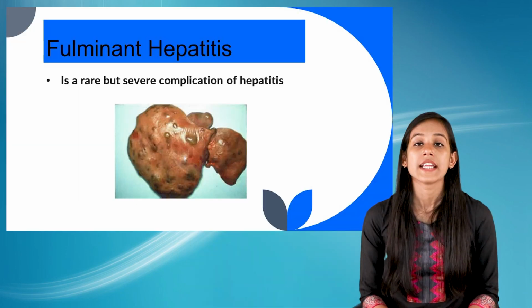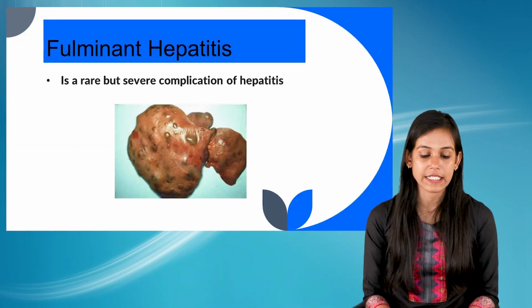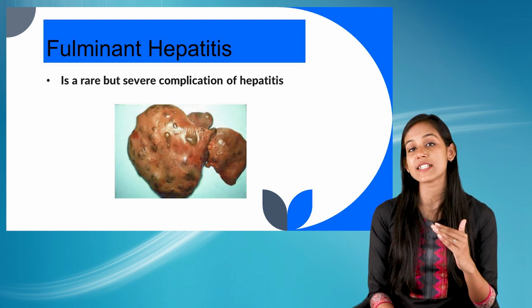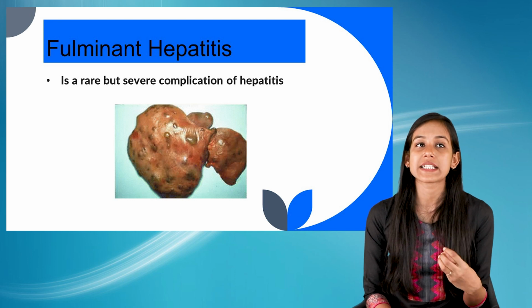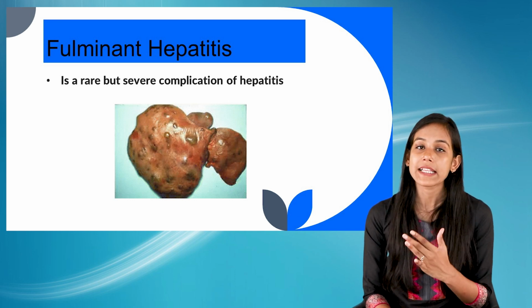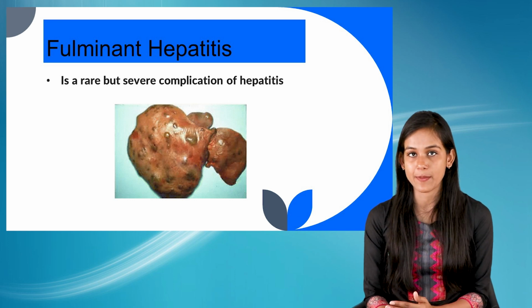Next, moving on to the treatment. Again, we don't have any specific treatment, so whatever treatment we give would be supportive treatment. Next is fulminant hepatitis, right? Now this is a very rare hepatitis, but it's a very severe form, or we can say severe complications of hepatitis, right? And this requires liver transplantation.